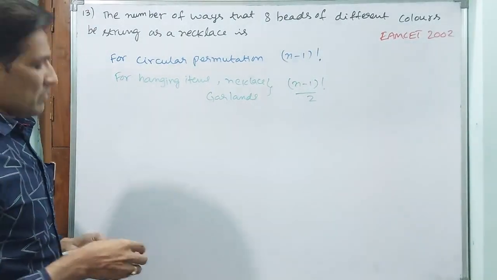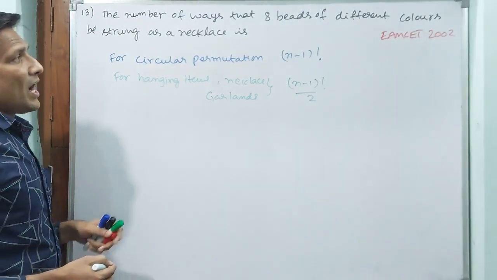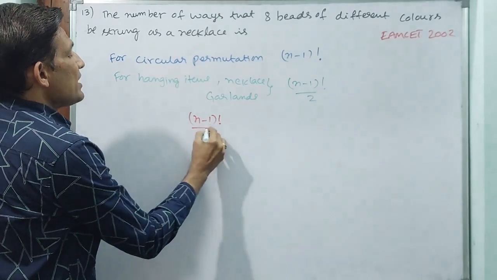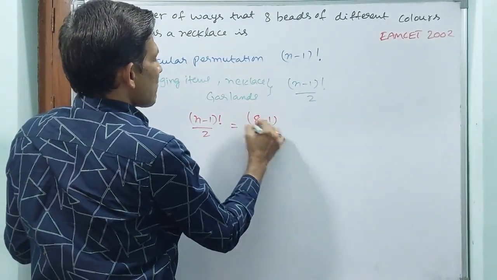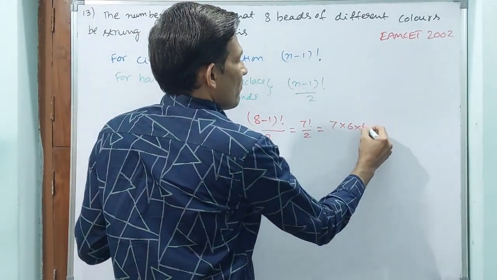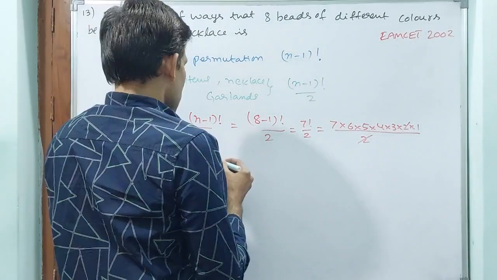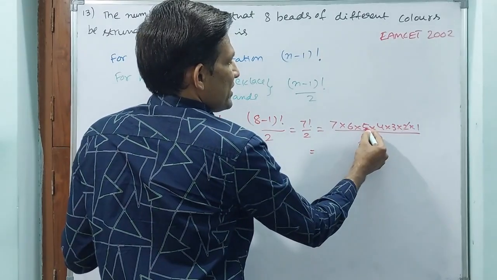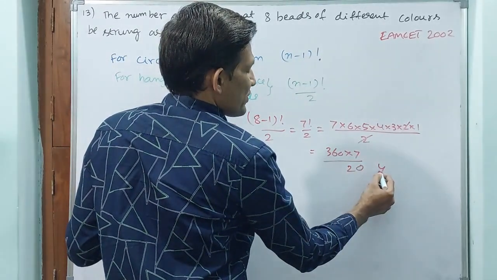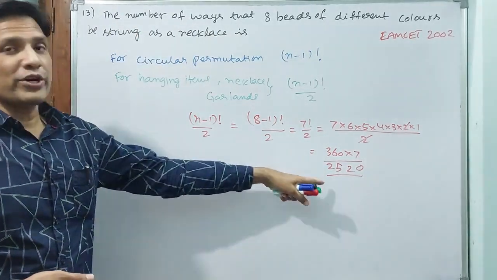A necklace means circular only, and it is also a hanging item. So you have to take n minus 1 factorial divided by 2. N is 8, so 8 minus 1 factorial divided by 2, that is equal to 7 factorial divided by 2, that is 7 into 6 into 5 into 4 into 3 into 2 into 1 divided by 2. These 2 cancel out. 360 into 7, so the answer is 2520. That means 2520 times you can make this.